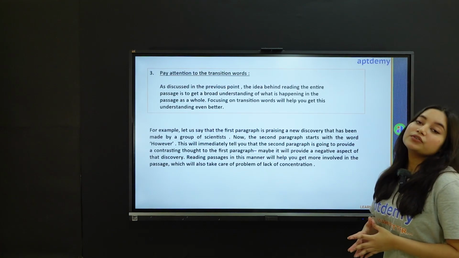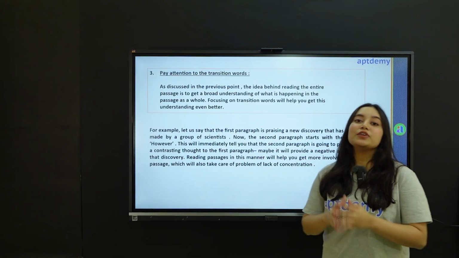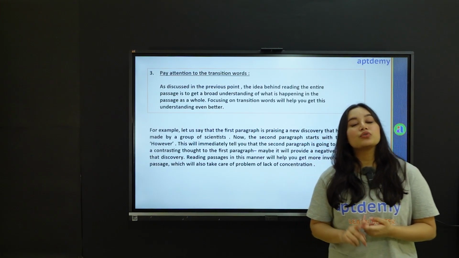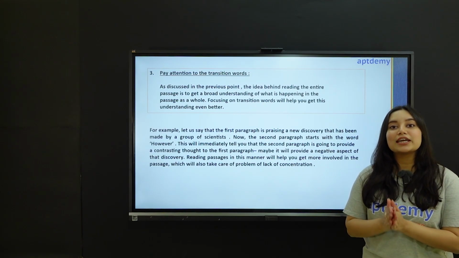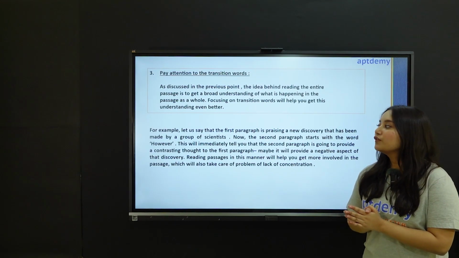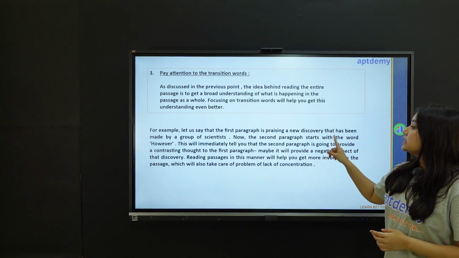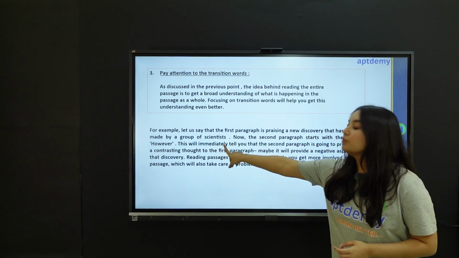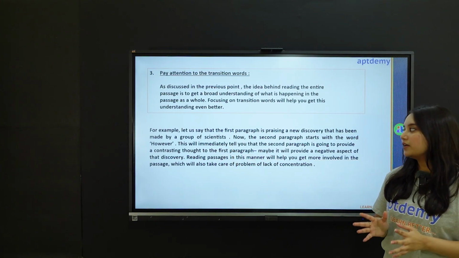The next thing that you need to do is pay attention to the transition words. When I say read the entire passage, you not only read to know what the passage is about, you also read to know the connection between the paragraphs. For example, let us say a passage is about the discovery that has been made by a new group of scientists. So maybe it is about a new scientific discovery.